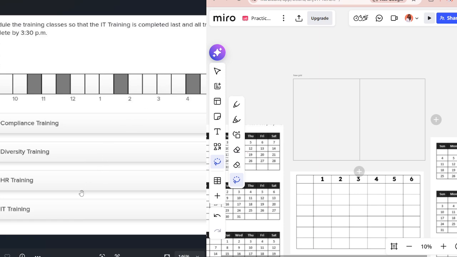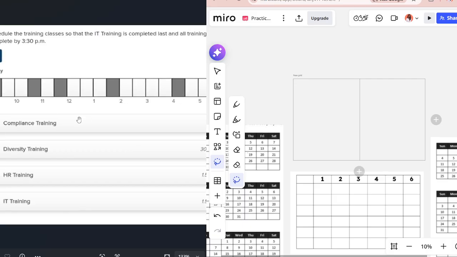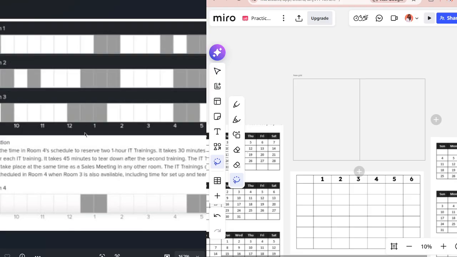So IT training comes last and must be done before 3:30. So IT training is from 2 to 3:30. Beautiful. HR training is 1.5 hours, 12 to 1:30. 30 minutes. Diversity training, compliance training, 1 hour. Voila. Next question.